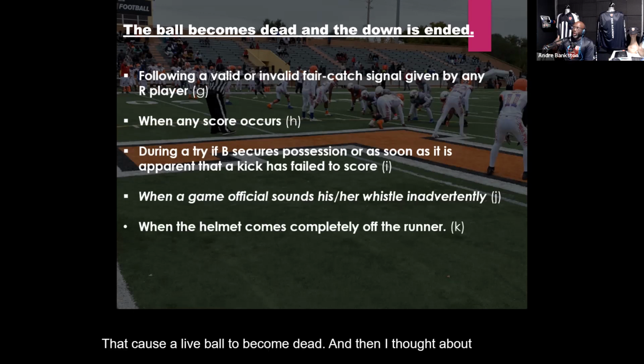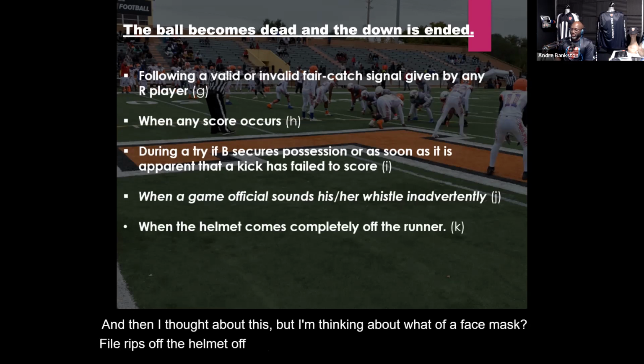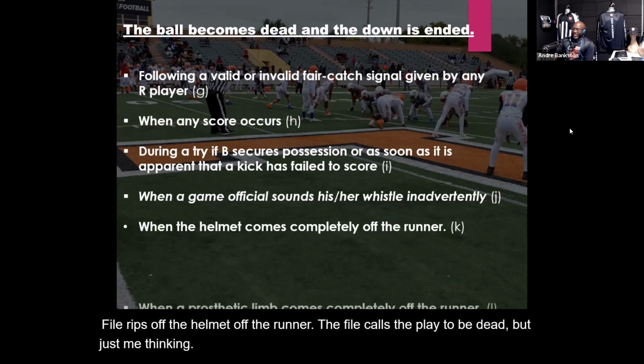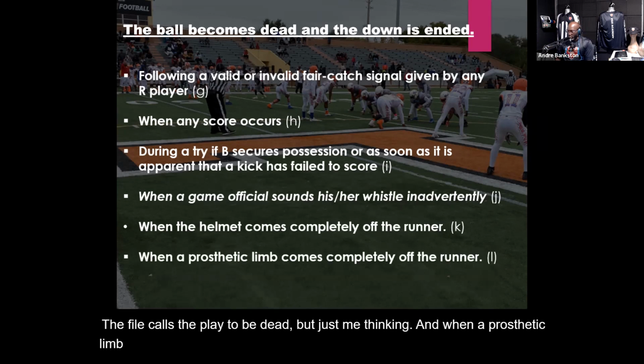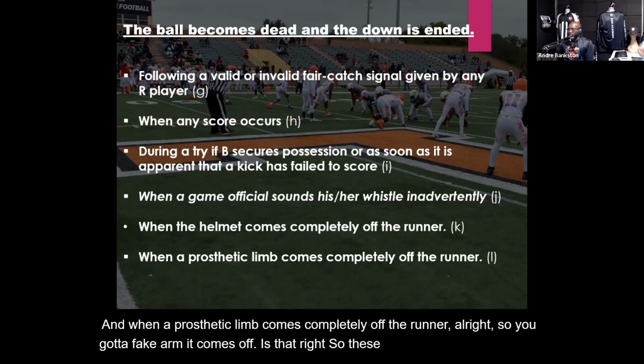And then I thought about this. What if a face mask foul rips the helmet off the runner? The foul caused the play to be dead. That's just me thinking. And when a prosthetic limb comes completely off the runner, all right? So you got a fake arm, it comes off, it's dead. So these are what kills a dead ball.